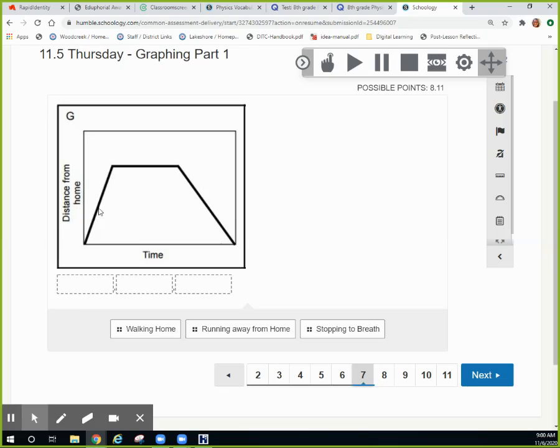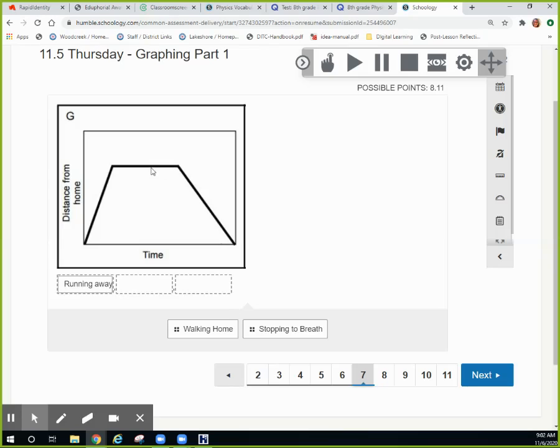Okay, so here, this line is going away, distance is increasing, so he's going away from home. Which line is steeper, the first line or the second line? So by saying this line is steeper, we're saying that the speed is higher. Okay, so something you can look at is this person's running away. Running is a faster pace, so they're running away from home.